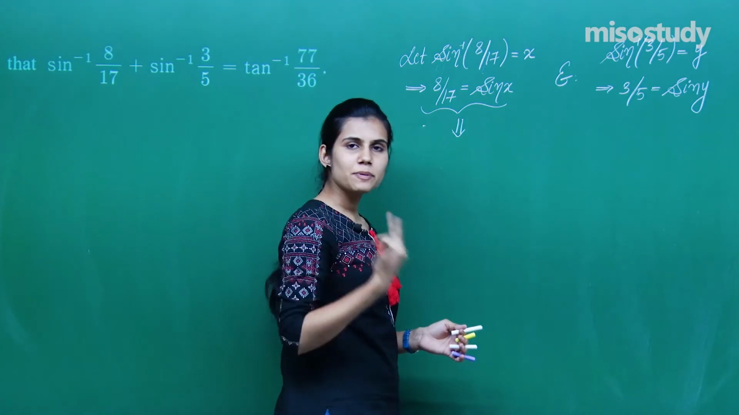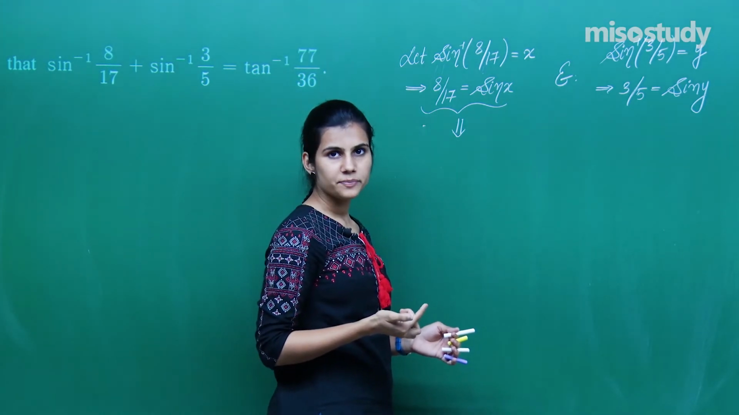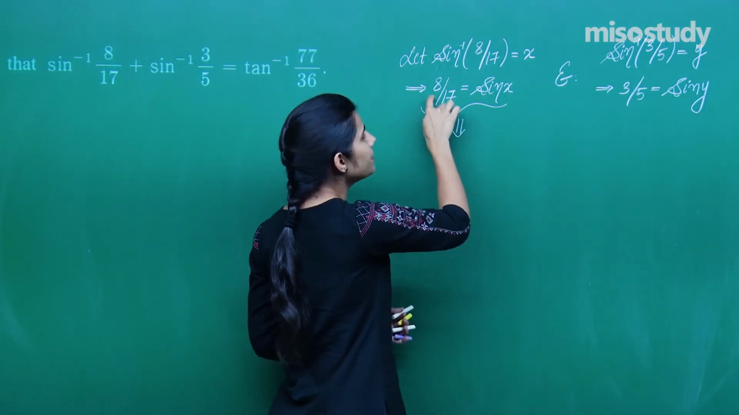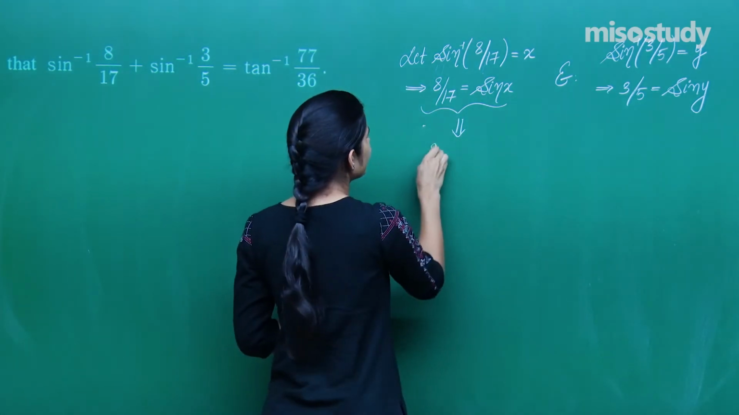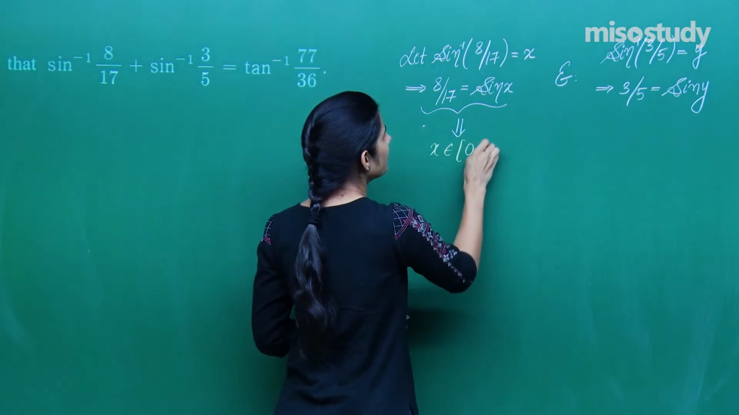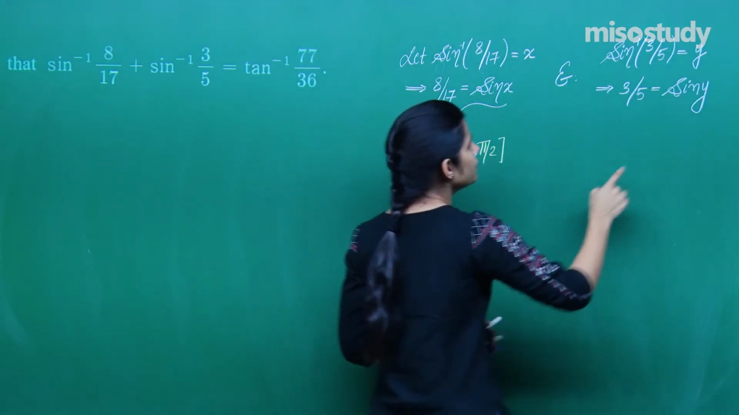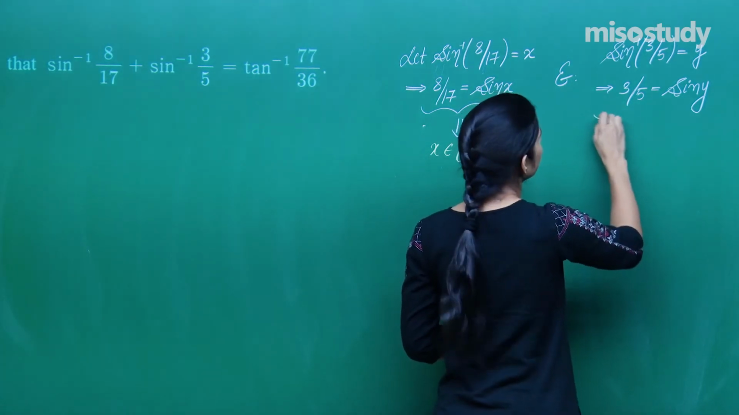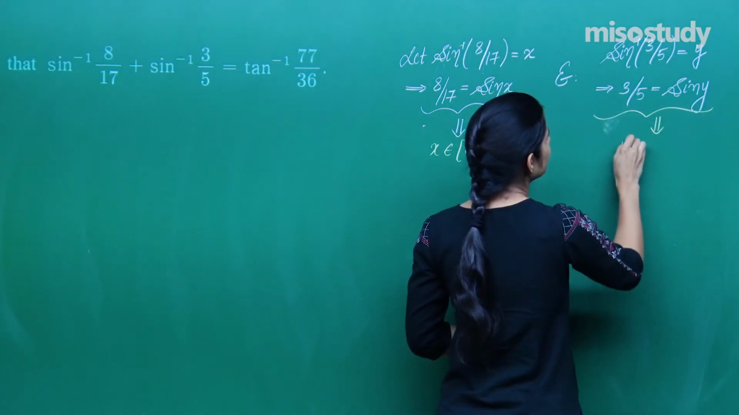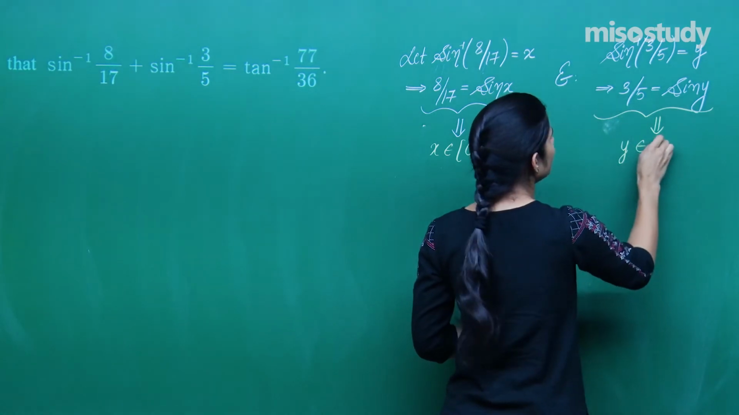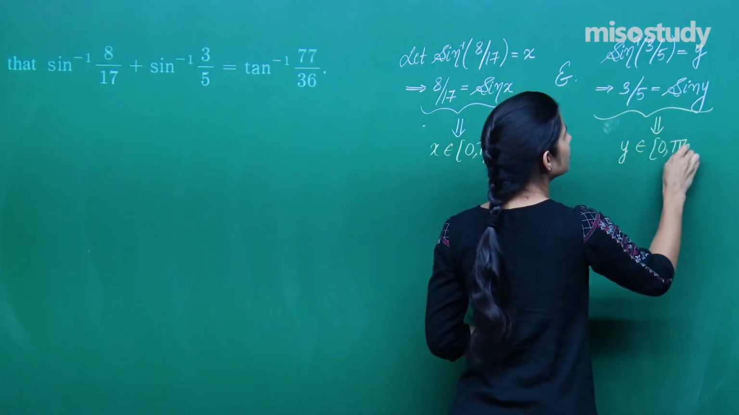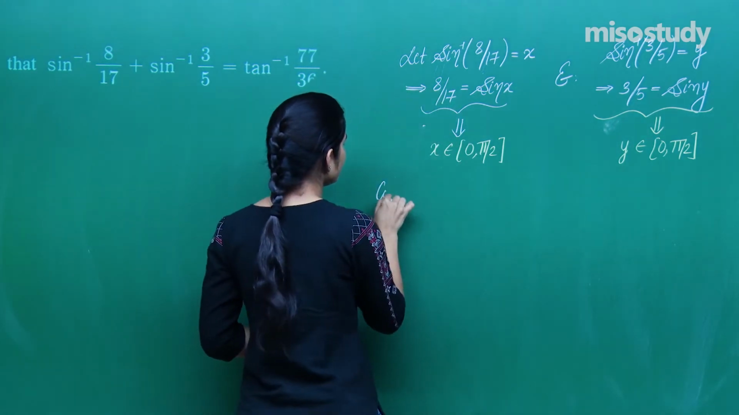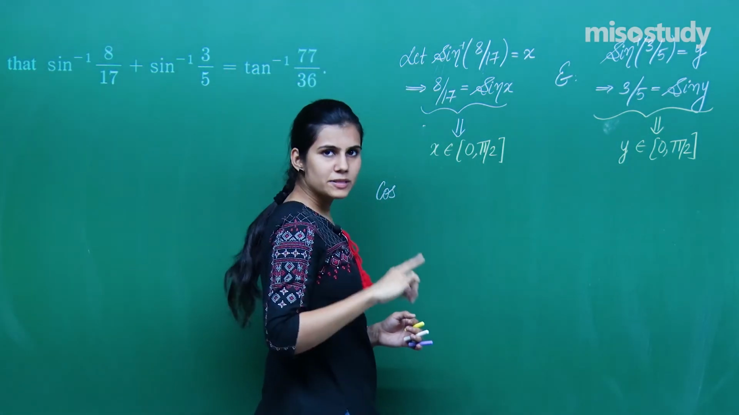You know that from minus pi by 2 to 0, sine is negative, and from 0 to pi by 2 it is positive. So if sin x is coming out to be a positive value, that means x belongs to the interval 0 comma pi by 2. Similarly, if sin y is coming out to be a positive value, this implies that y also belongs to 0 comma pi by 2.